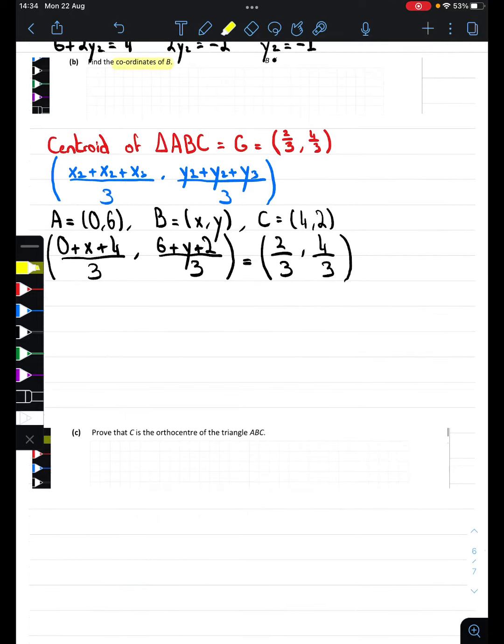Now we just have to look at the numerators. So 0 plus x plus 4 equals 2, so x equals minus 2. And 6 plus y plus 2 equals 4, so y equals minus 4. So B equals (minus 2, minus 4).